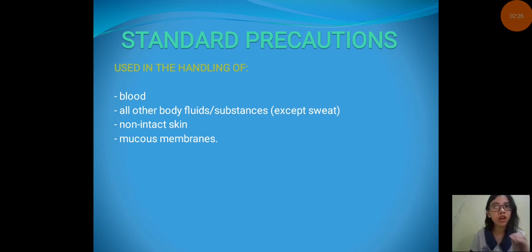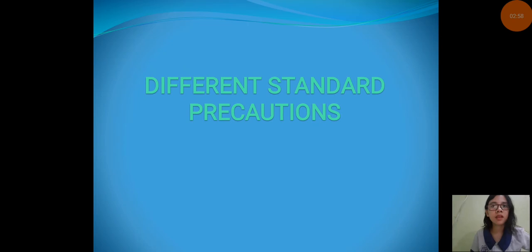So standard precautions apply to all patients regardless of their diagnosis or presumed infection status. Standard precautions must be used in the handling of blood, including dried blood, all other body fluids or substances except sweat, regardless of whether they contain visible blood, non-intact skin, and the mucous membrane. So, standard precautions have practices to follow.